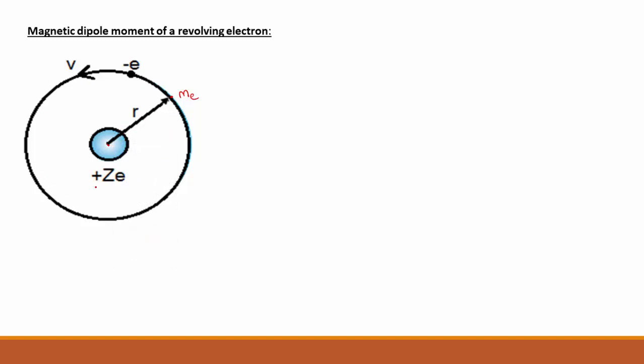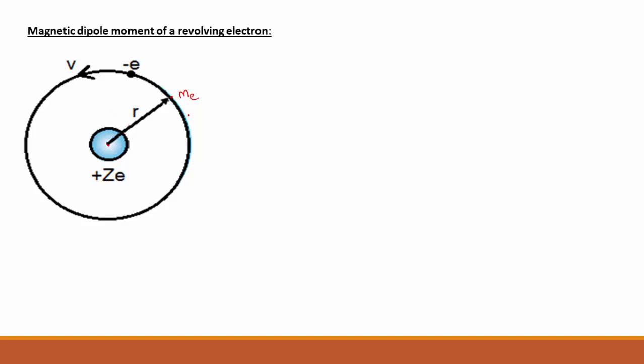This is the atom. It consists of protons, neutrons and electrons, but the protons and neutrons together are called nucleons. This is the central core of the atom, and according to the Bohr postulates, the electrons are revolving around the nucleus in a circular orbit. Here minus e is the charge of the electron, revolving around the nucleus of charge plus Ze in the anti-clockwise direction.